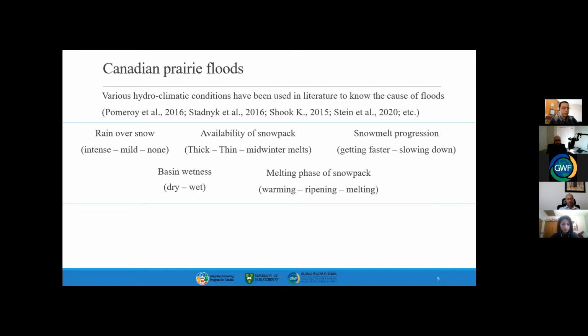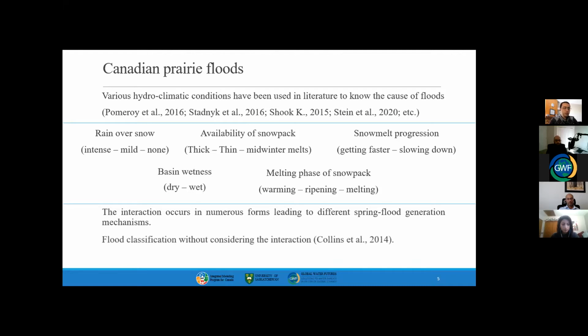So since these hydroclimatic conditions could describe the cause of spring floods, they could also be investigated along with the historical spring floods to understand basins' flood responses to different conditions. However, this approach could be challenging in the Canadian prairies because the interaction among these conditions occurs in numerous forms, and each form could lead to a different spring flood generation mechanism.